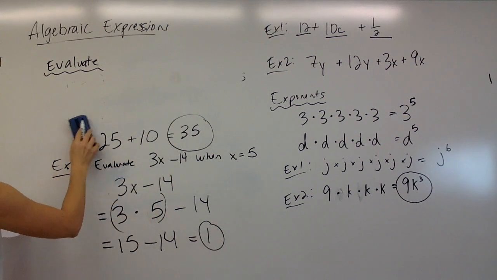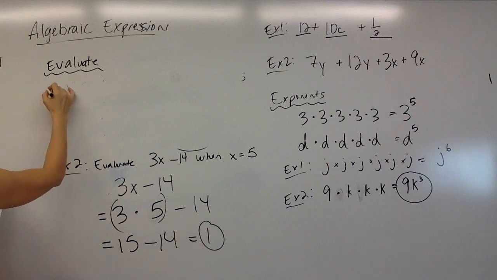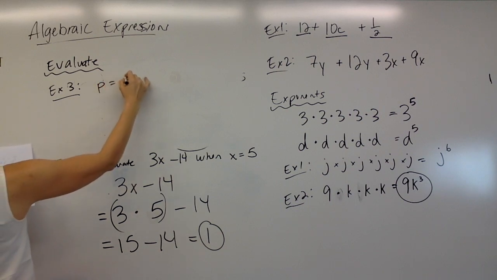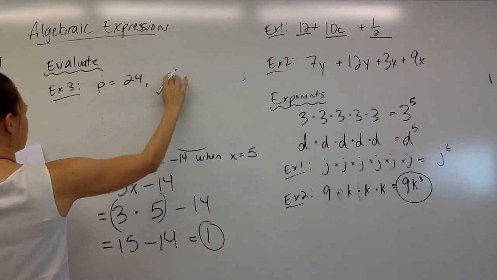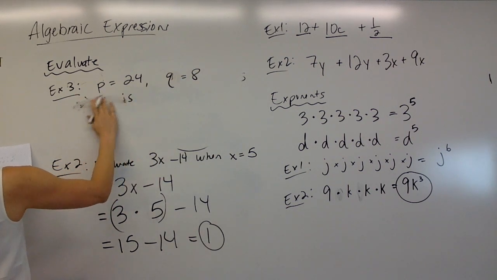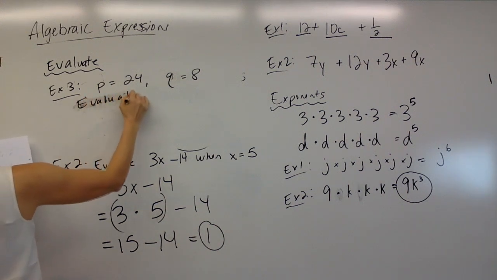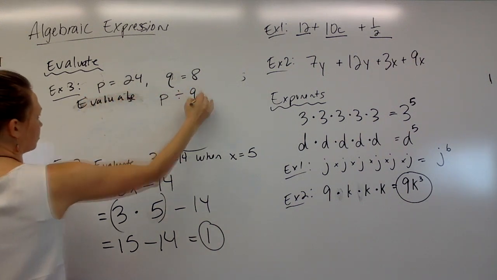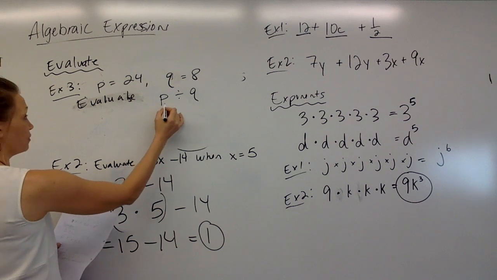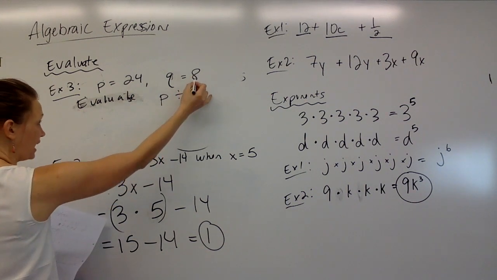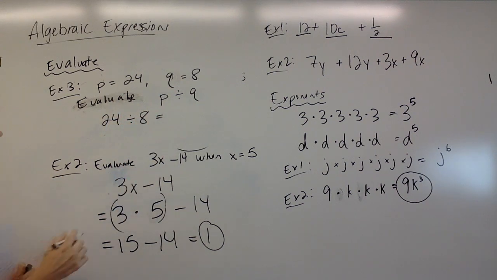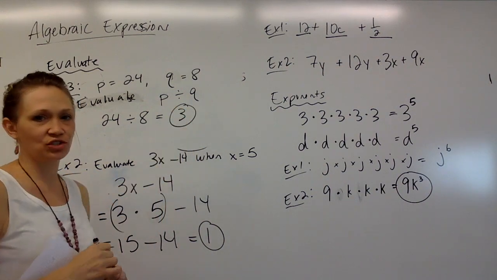I'll do one more up here. Example 3. P equals 24 and Q equals 8. What is, or evaluate, P divided by Q. So evaluate, I guess, is another way to say solve. Now that you know the mystery number, just solve it. So I'm going to put 24 in for P, and 8 in for Q. So I'm going to write a 24 divided by 8. Okay? Hopefully you got that. Answer is 3. So evaluate is just another way to say solve.